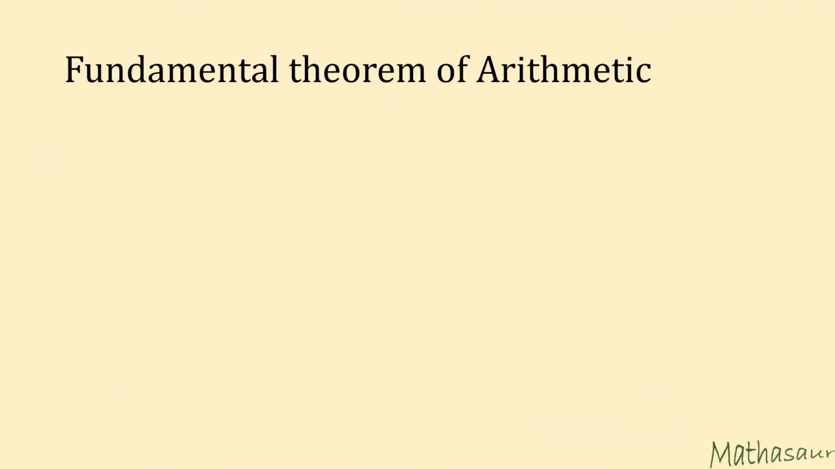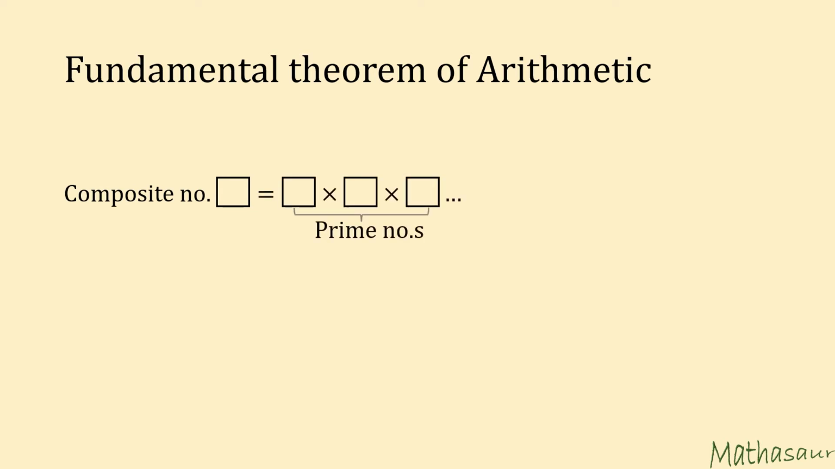Today let us look at the fundamental theorem of arithmetic. We have done prime factorizations of numbers, and we know that any composite number can be expressed as a product of prime numbers. Recall that a composite number is a positive integer which has at least one positive divisor other than itself. In short, a composite number is not prime. Now we already know this from prime factorization. So expressing a composite number as a product of prime numbers is known as the fundamental theorem of arithmetic.